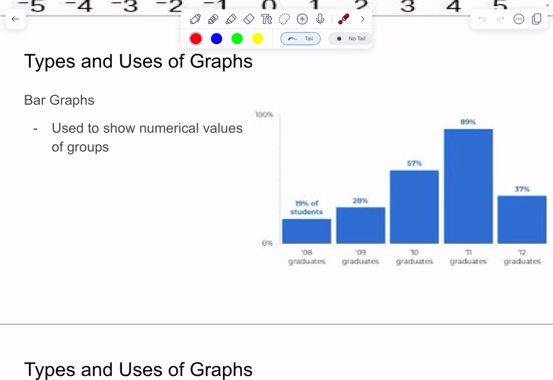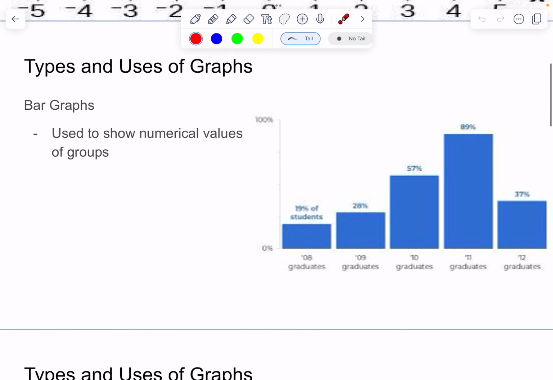So, I go out and I count how many cats there are and how many dogs there are at the park, and I put it in a graph. That's going to be a bar graph. This one's showing different graduate years and percent of students that did something. I don't know what it is. It doesn't say on this graph. We use bar graphs for counting things.